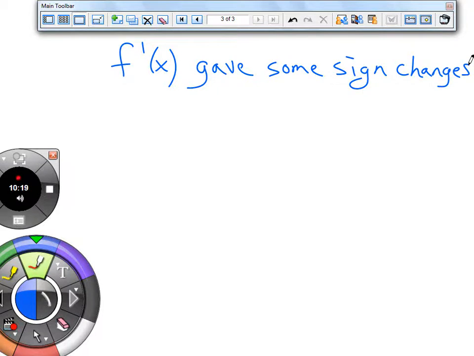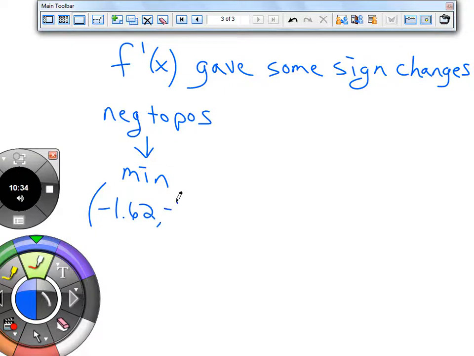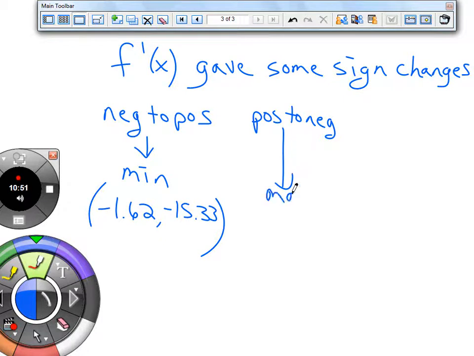All right, so we notice that we went from negative to positive. So we had a min at negative 1.62, comma, negative 15.33. And then we noticed that we went from positive to negative. And that was at 0. So that's a max. And that was 0, 0.